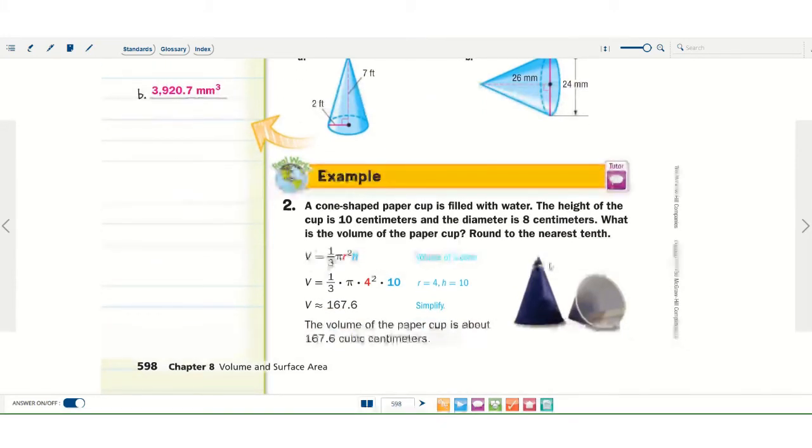The height of the cup is 10 centimeters and the diameter is 8 centimeters. What is the volume of the paper cup? Round to the nearest tenth. Again, we're using our volume formula for a cone. V equals 1/3 times pi times radius squared times height.